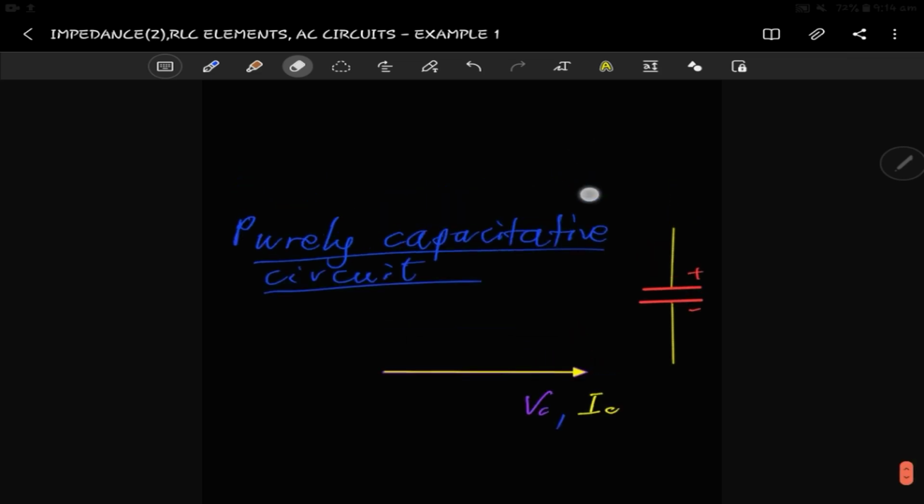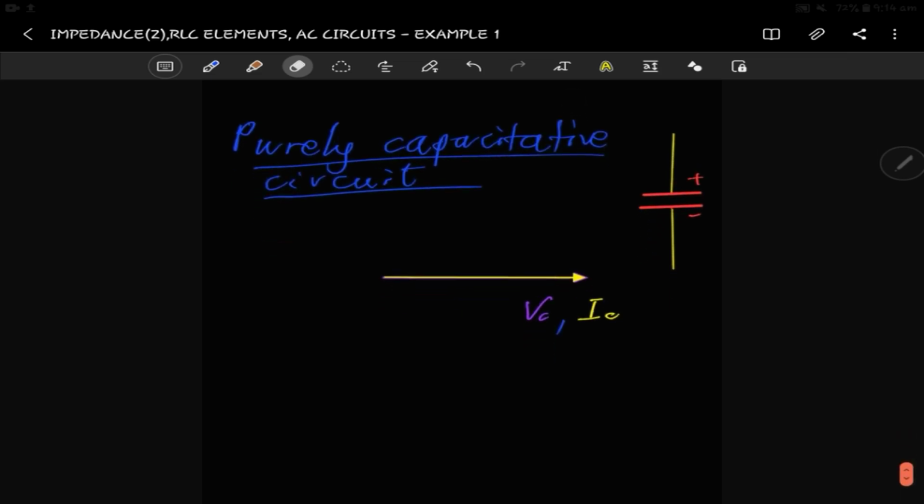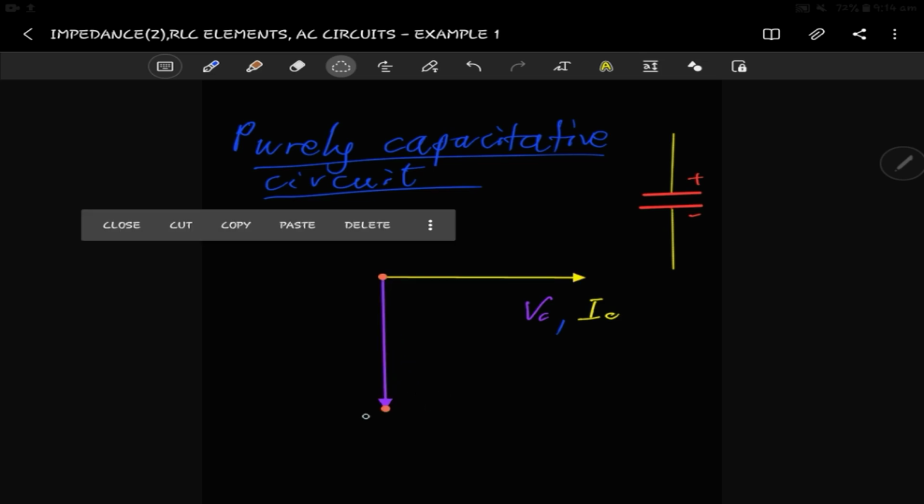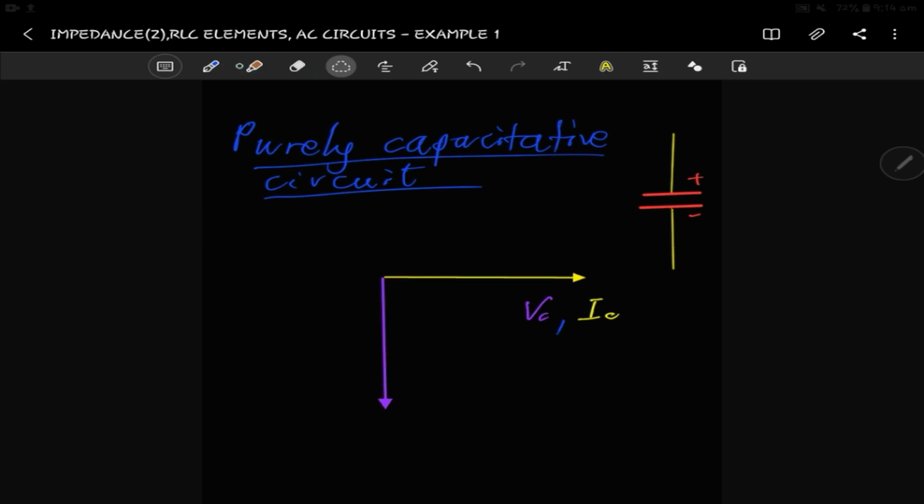I get confused with these terms, whether purely capacitive or capacitive. This means that the circuit only has a capacitor, right? And what we've seen so far is that for something like this, the current leads the voltage by 90 degrees. So we have 90 degrees, right?